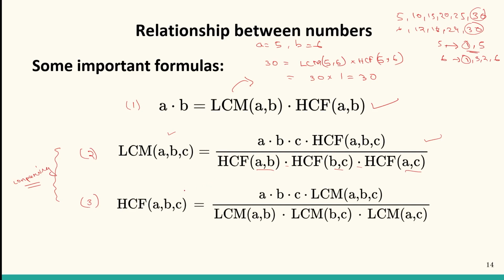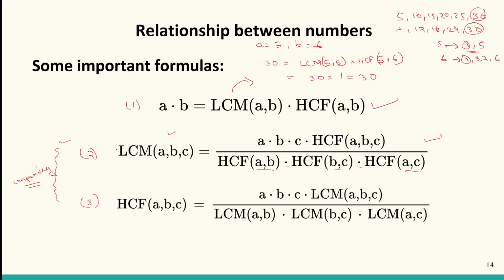And if you just swap the positions, swapping HCF with LCM, you find the HCF of A, B and C by giving ABC to the numerator and multiplying with the LCM of ABC. In the denominator, you find the LCM of all the two combinations possible out of those three and multiply them together. So the LCM of AB is multiplied with the LCM of BC and the LCM of AC. You can easily remember these two by comparing, because the only thing that happened here is that the LCM and HCF positions were swapped.